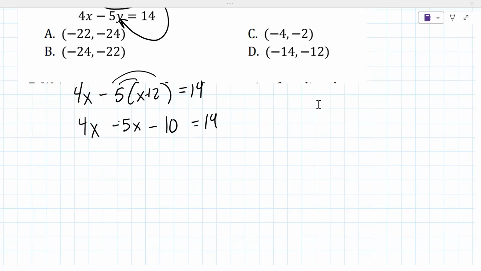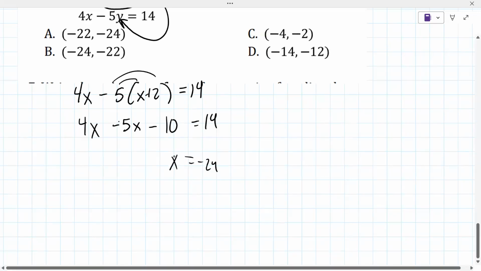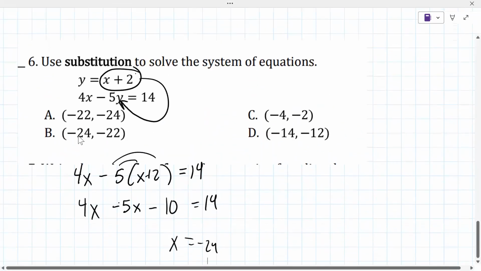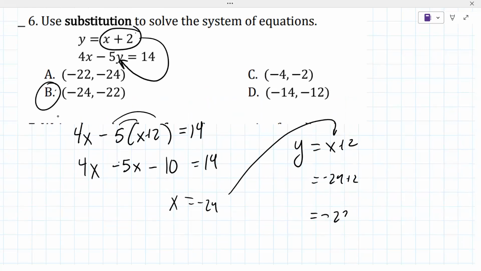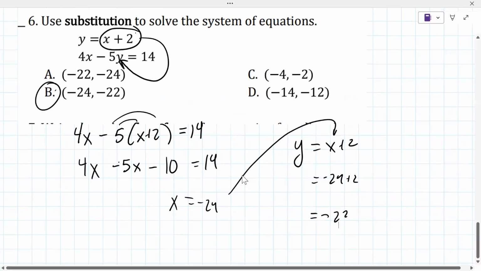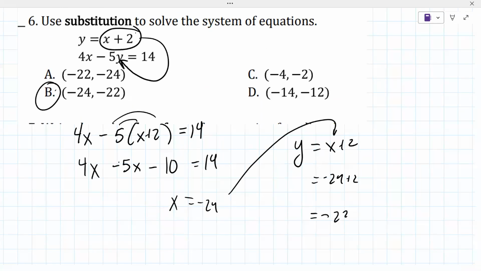X equals -24. Very good. But because it's multiple choice, I don't really think it's very good multiple choice because the answer's right there. But you can see that the answer is B. Okay. But to find y, you could put that number back in there. -24 plus 2 becomes -22, like that. All right. Any questions on that before we look at a new type of problem?